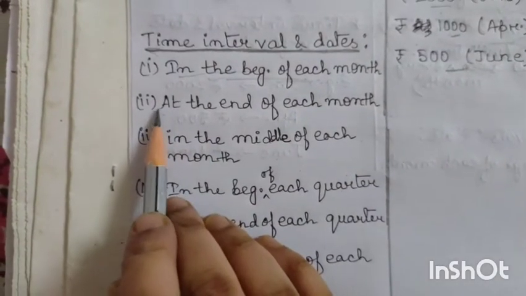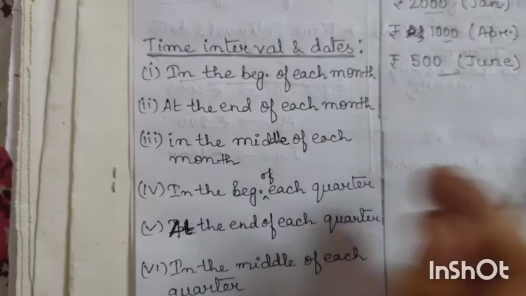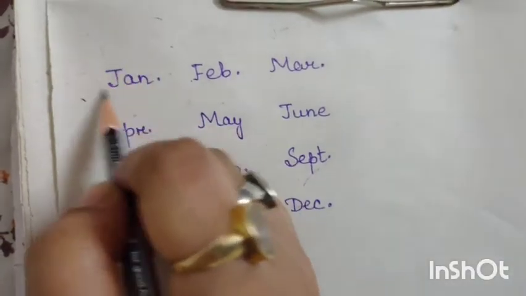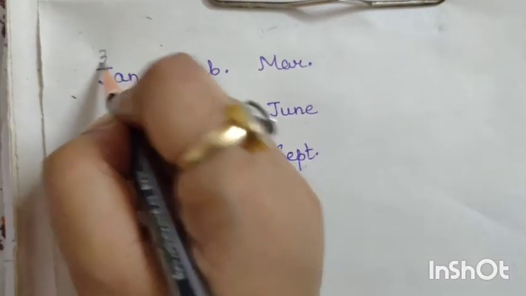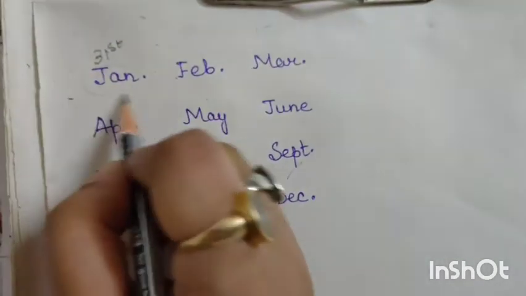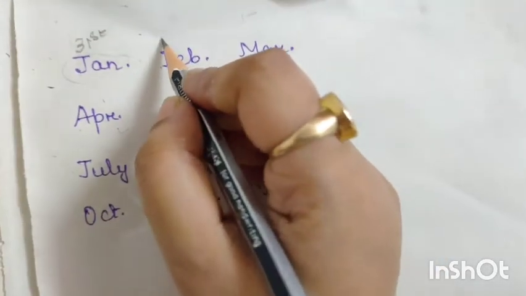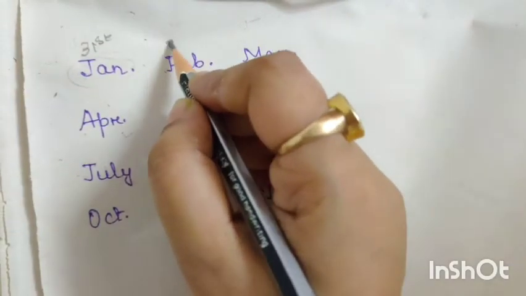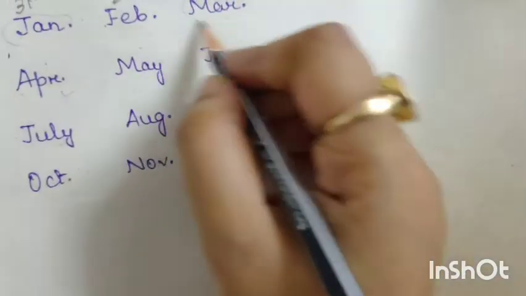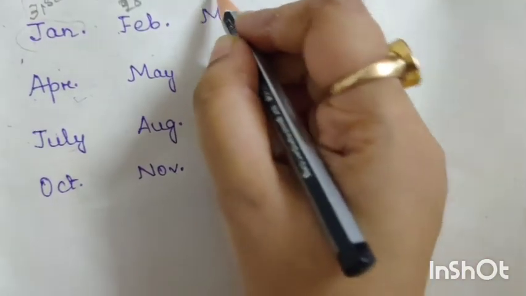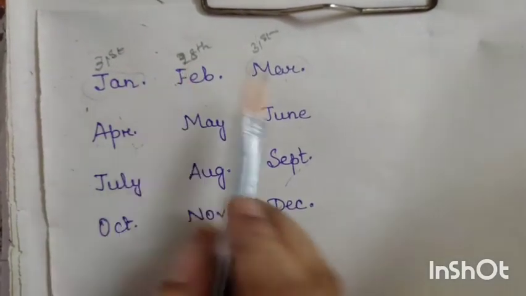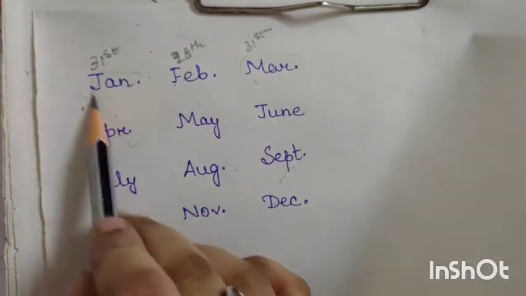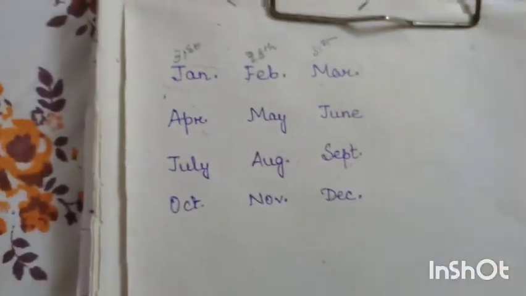Now the second case, at the end of each month. Now what does it mean at the end? Suppose you are withdrawing money every month, then the ending of the month is 31st January, then the last day of February, that is 28th Feb, then the last day of March, that is 31st March, okay, like this. So when we are talking about at the end of each month, that means the last day of every month, okay?